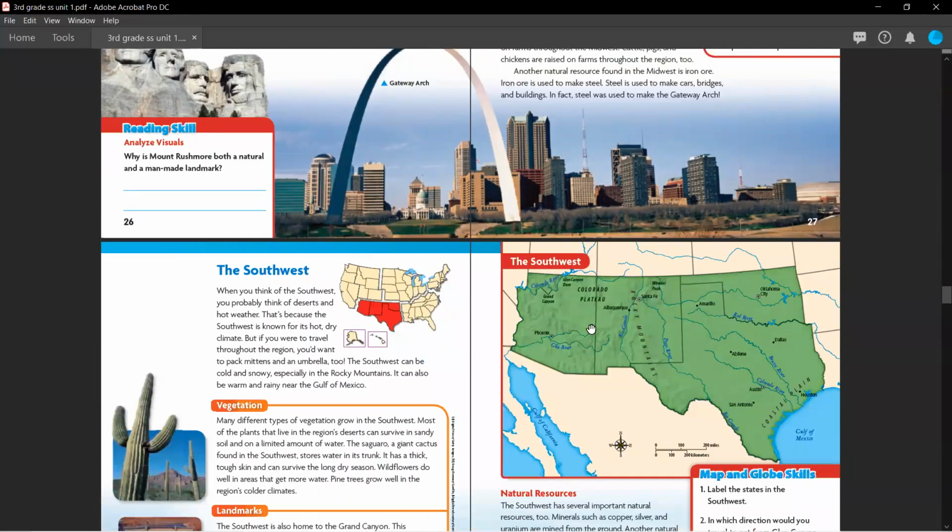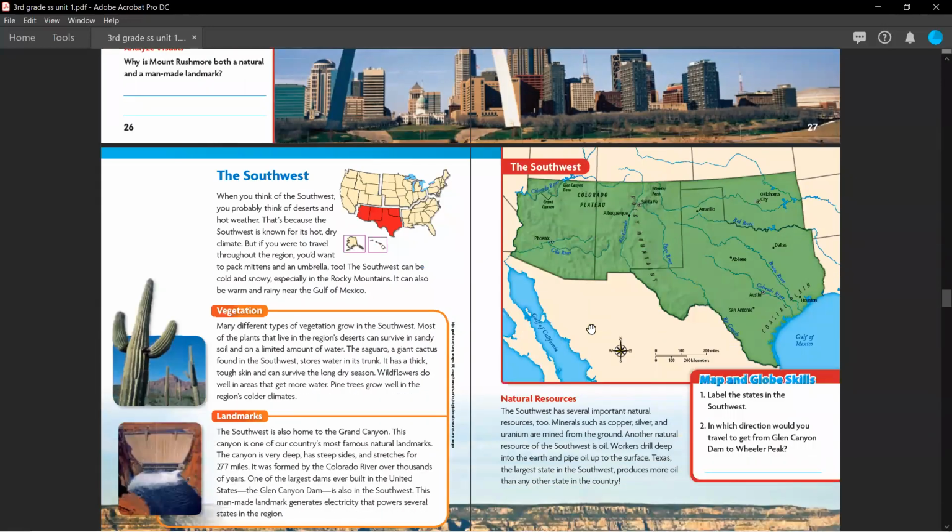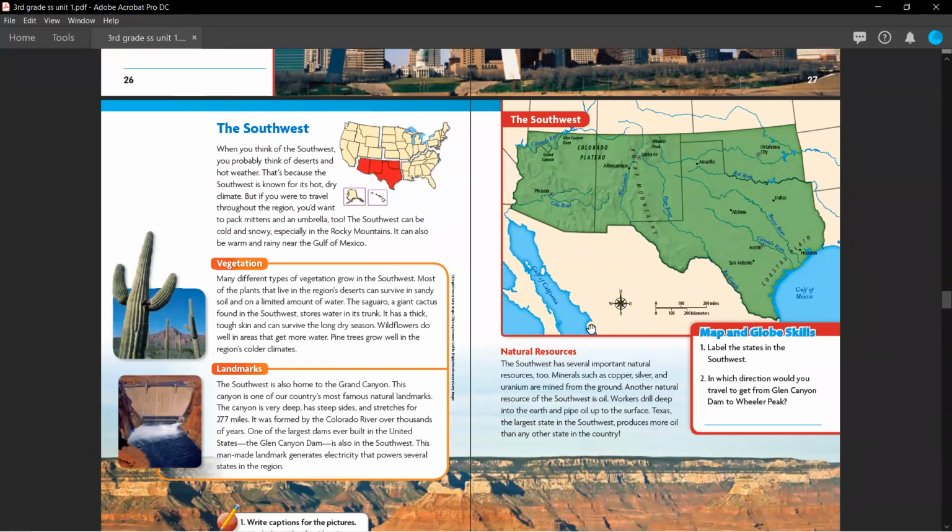Once you've completed that, we're going to take a look at the Southwest. So we've gone through 4 of our 5 regions so far. When you think of the Southwest, you probably think of deserts and hot weather. That's because the Southwest is known for its hot, dry climate. But if you were to travel throughout the region, you'd want to pack mittens and an umbrella too. The Southwest can be cold and snowy, especially in the Rocky Mountains. It can also be warm and rainy near the Gulf of Mexico.